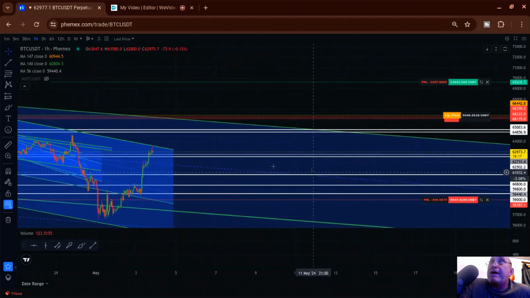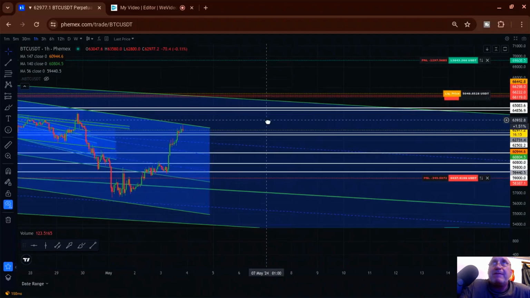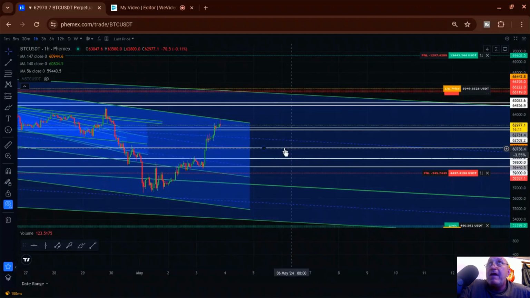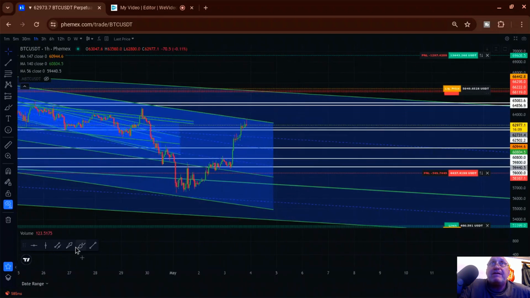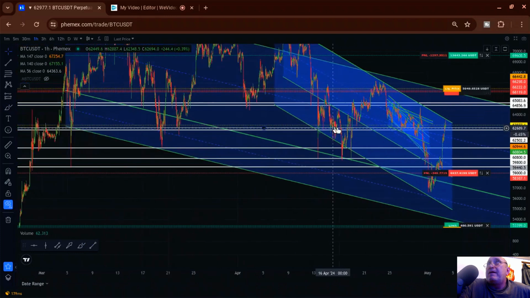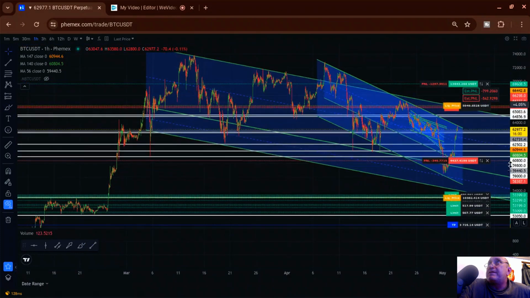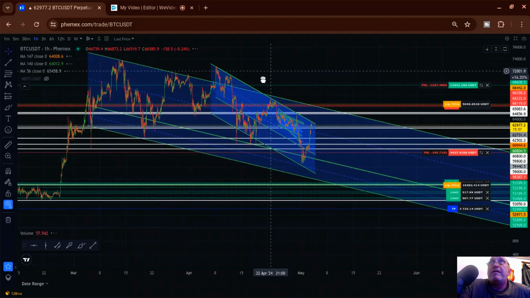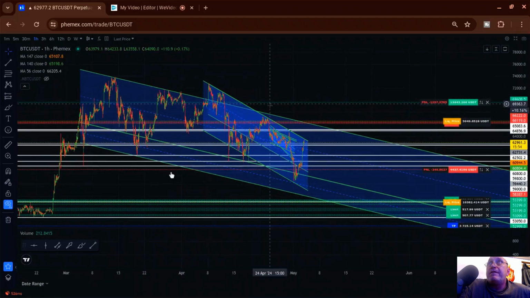Personally, now I could be totally wrong about this, but I do like to give my personal opinion. What's going to happen here pretty soon? I don't think Bitcoin's leaving this big macro channel. Let's zoom back out. I don't think Bitcoin is leaving this macro channel. It could, right? That breakout could occur at any time.